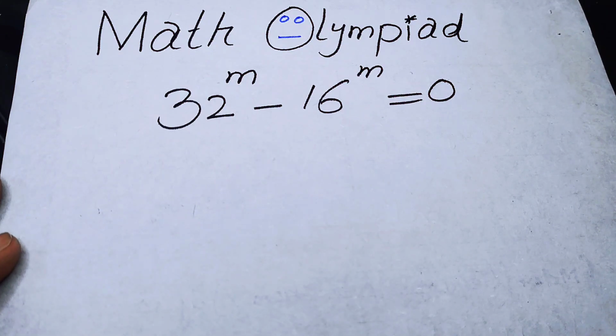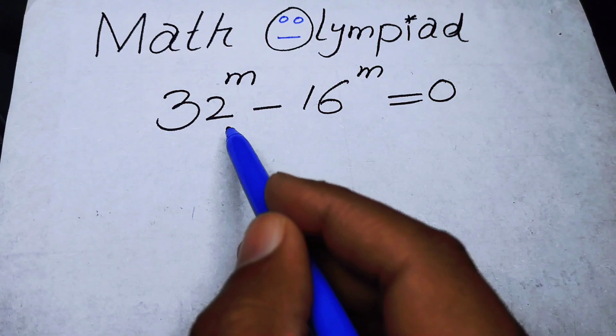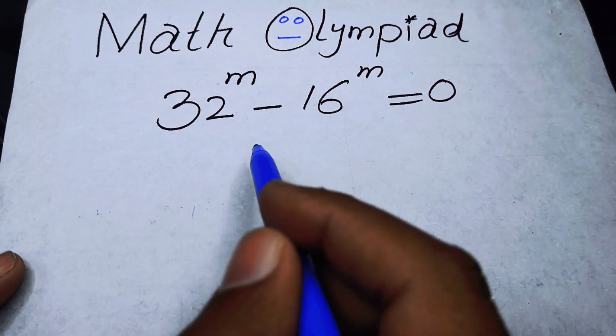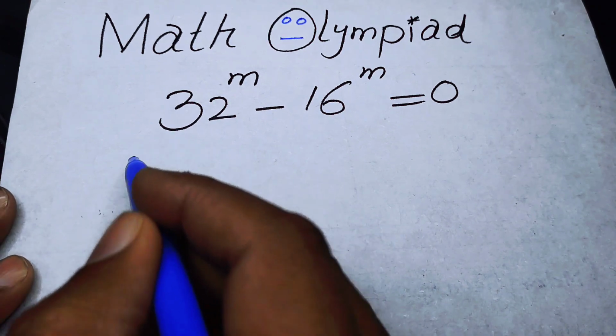In this video we are going to solve this nice algebra problem. Here we have 32 to the power of m minus 16 to the power of m is equal to 0, and we can solve this exponential equation for the value of m.